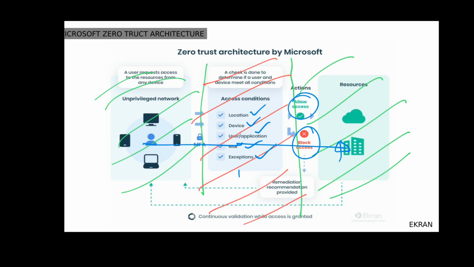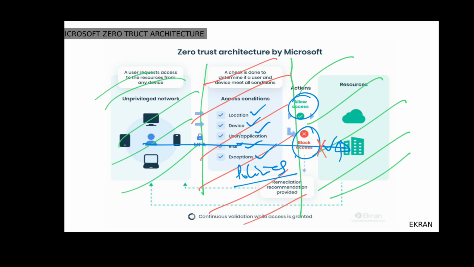So based on the policies that we say need to be dynamic, you can either allow or block. If you allow, then there is access. If you block, then there is no access to the corporate resources. So there's always sharing of information, and we have this continuous validation whilst access is granted.